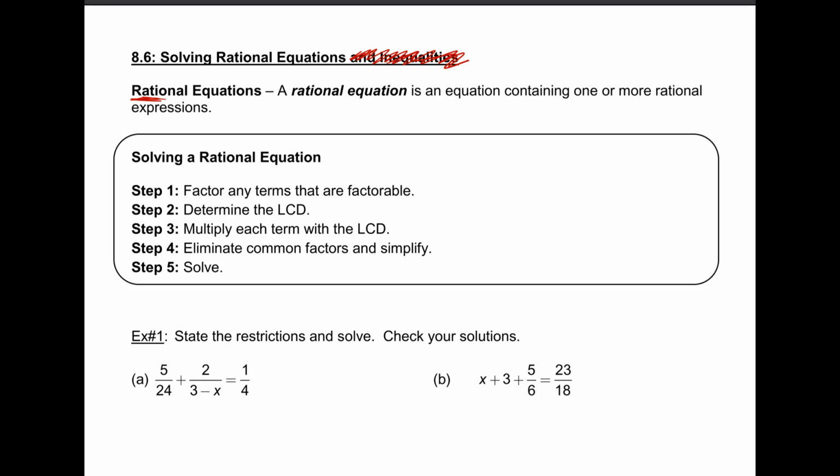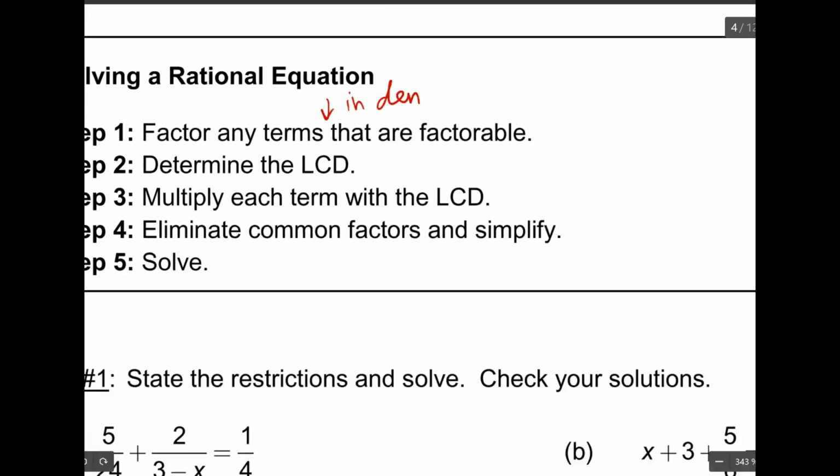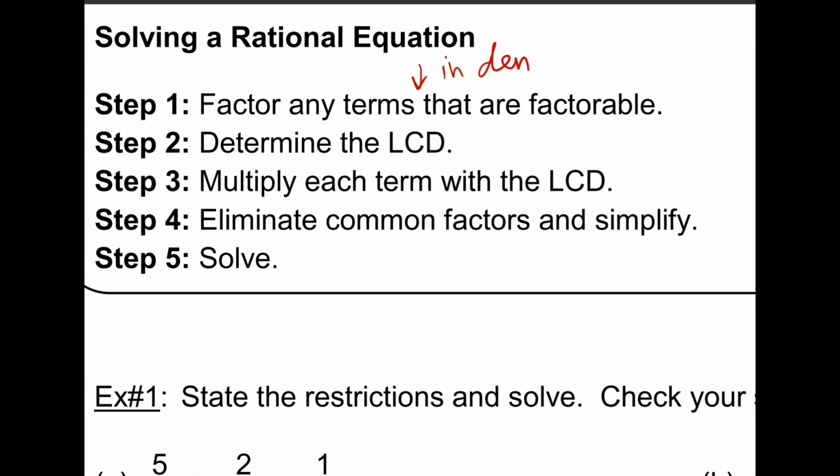Alright, so how do you actually solve a rational equation? A rational equation has an equal sign, and it's a bunch of ratios, a bunch of fractions. So how do you solve them? Factor any terms in the denominator that are factorable. Then you determine the least common denominator. Multiply each term by the least common denominator. Eliminate common factors, simplify, and solve. We're going to go over that multiple times.